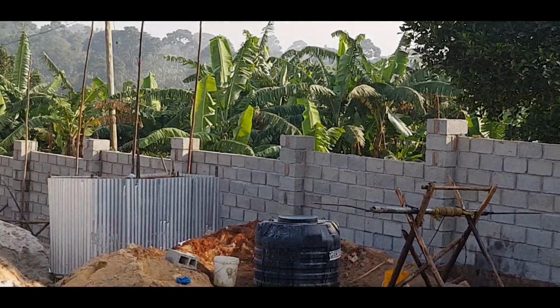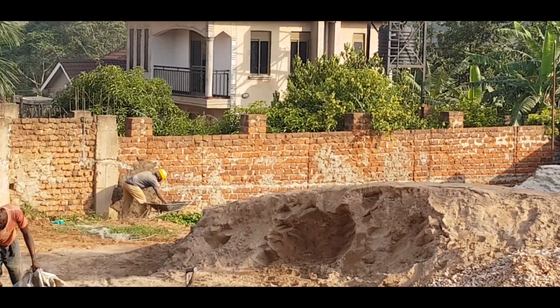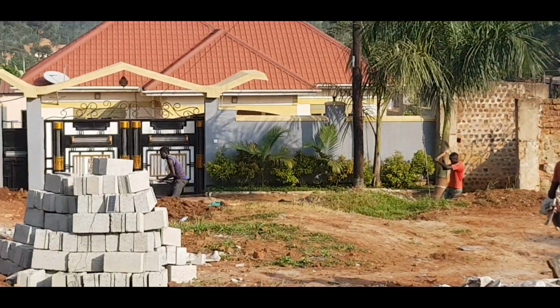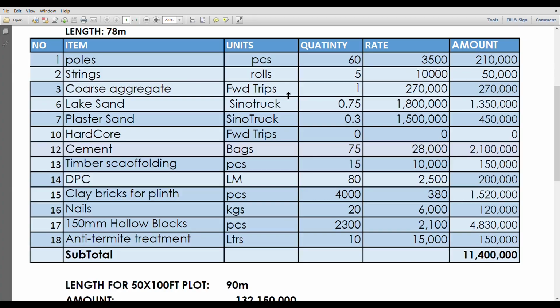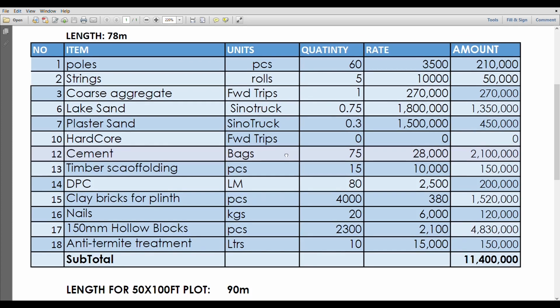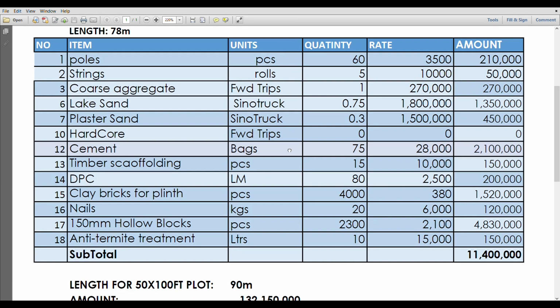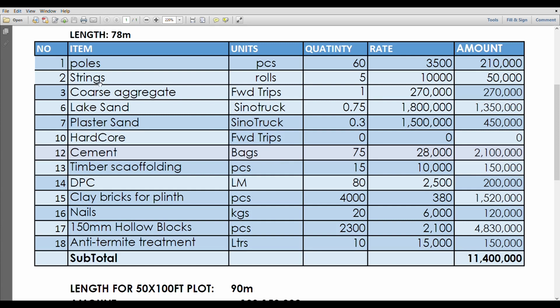Then you go to things like lake sand. For lake sand, we bought a whole Sino truck, but we did not finish the whole of it. We used about 3/4, which is 0.75, and you can see the rate on the screen. Also for plaster sand, we bought a whole Sino truck, but we used only about 1/3 of it, and that gives us about 450,000 shillings. Then for hardcore, we did not need any hardcore. Then for cement, we bought about 75 bags, each at 28,000, bringing the total to 2.1 million.